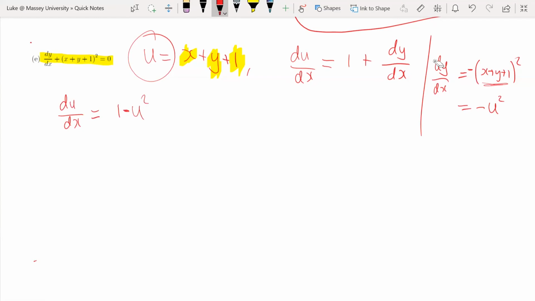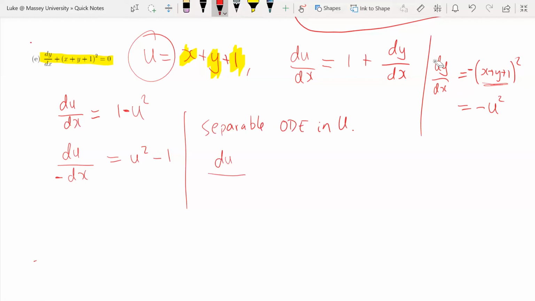Okay, let's multiply that whole thing by negative 1, so I can write that as du over negative dx equals u squared minus 1. And then let's rearrange this equation, because in fact this is separable now. So this is a separable ODE in the variable u. Okay, so we get du over u squared minus 1 equals negative dx. Okay, and I can integrate both sides. The right hand side is of course just negative x.